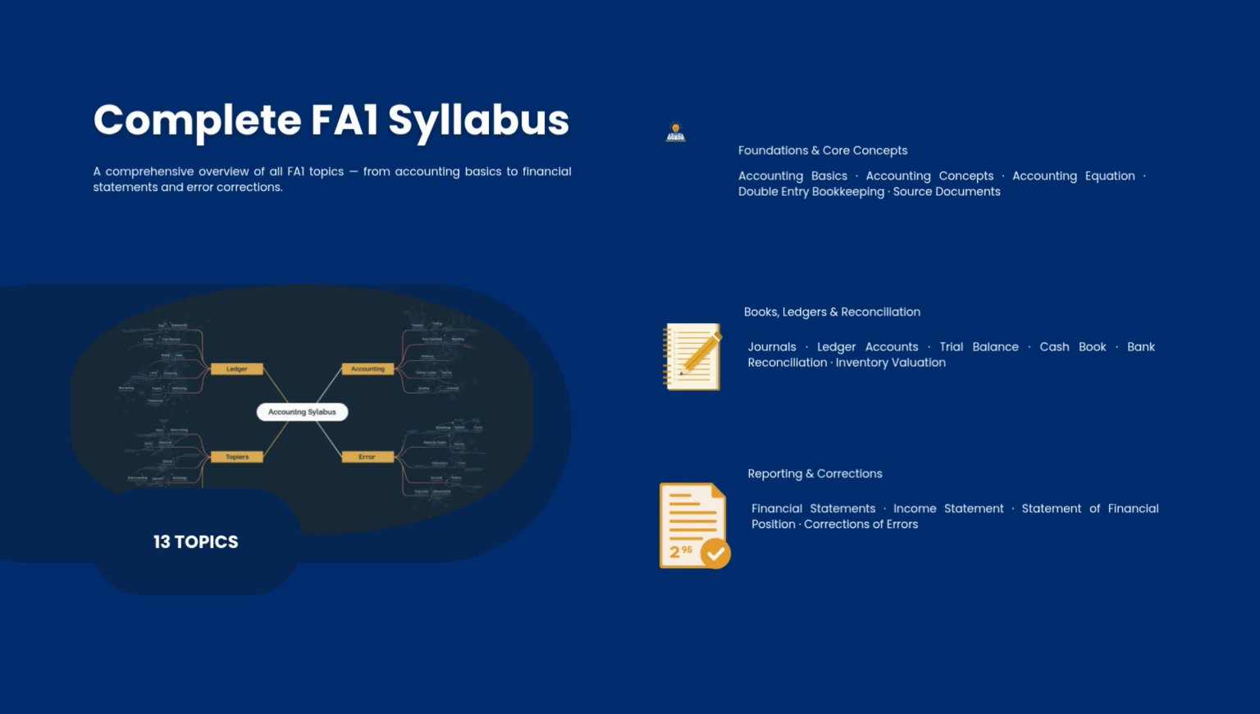It starts with foundation and core concepts: the accounting basics, the transaction by itself, the accounting equation, a really important concept in accounting, double entry bookkeeping, and source documents. Then we move on to books, ledgers, and reconciliation. Books are initially tools in order to record the transactions. Ledgers and reconciliation. Reconciliation means just to match the items. We will be moving on to reporting and correction.